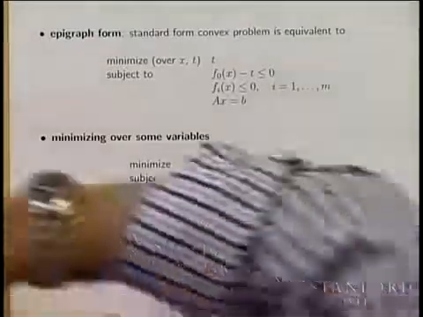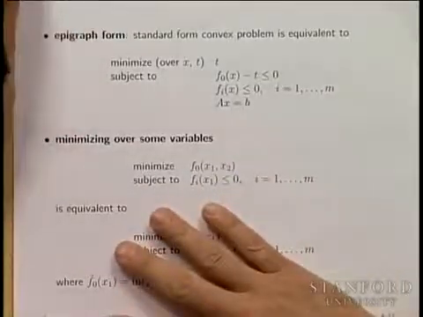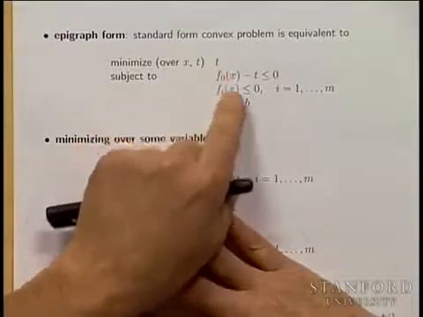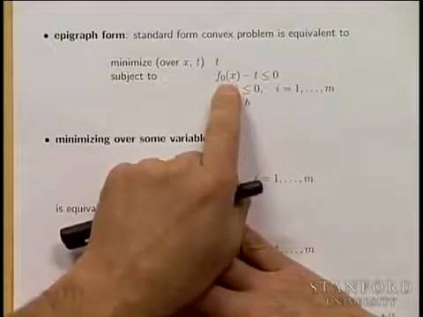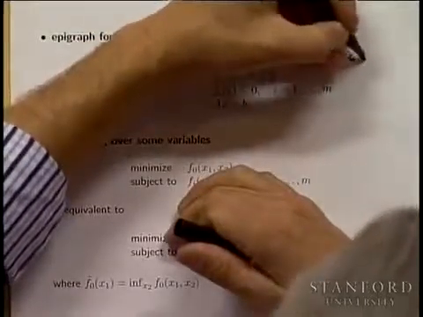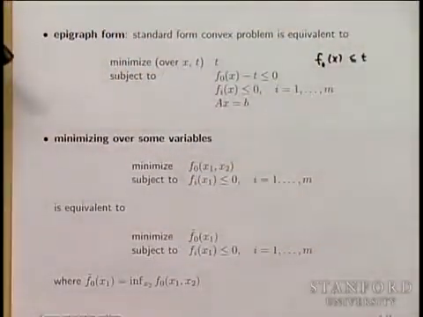Here's a simple trick. It's called the epigraph trick. It's actually quite useful, and it's widely used in practice. Let's see how that works. It's really dumb. Here's what it is. You want to minimize f0. You introduce a new scalar variable t, and you introduce this new constraint, which is f0 of x is less than or equal to t, and you minimize t.